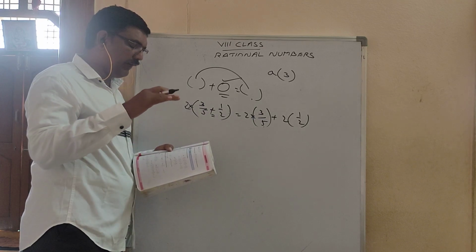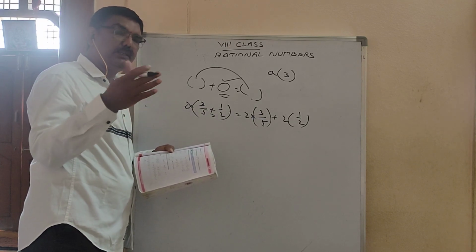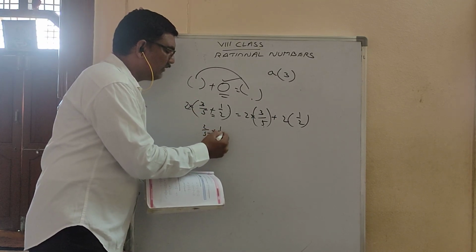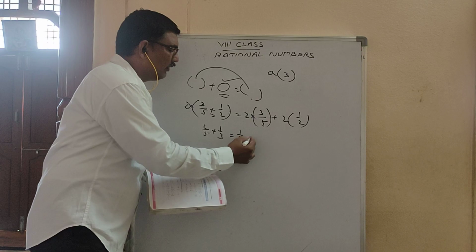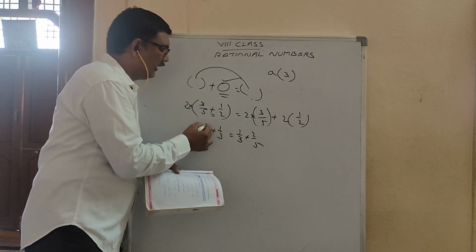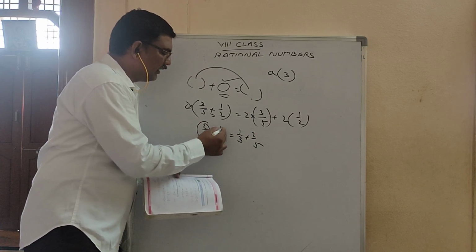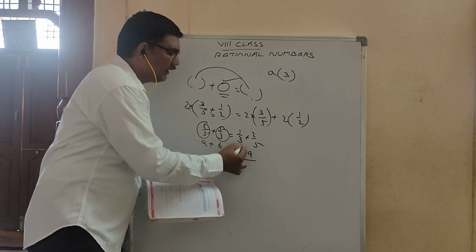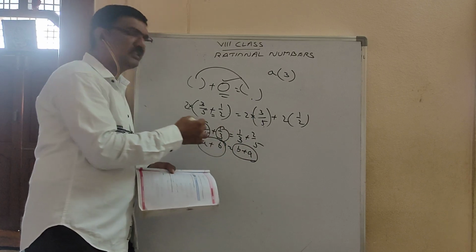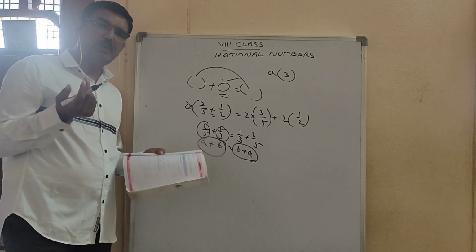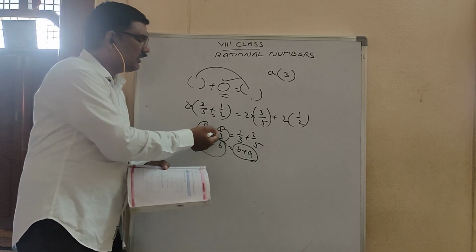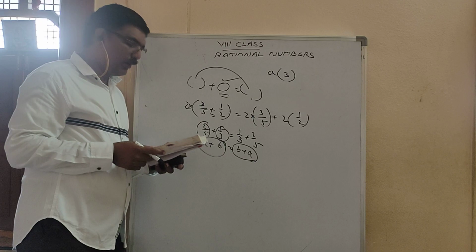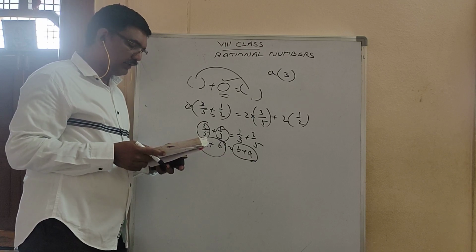Next, the fifth one. See, 2 by 5 plus 1 by 3, and 1 by 3 plus 2 by 5. Same numbers: 2 by 5 plus 1 by 3 is equal to 1 by 3 plus 2 by 5. If I assume this as A and this as B, then A plus B, B plus A. A plus B is equal to B plus A means what? Commutative property. And what are these numbers? Rational numbers. The set of rational numbers satisfies the commutative property under addition.